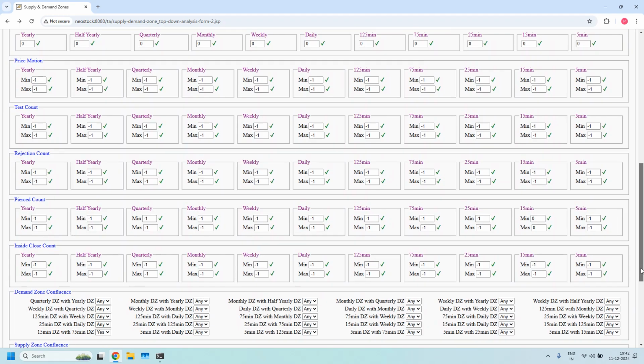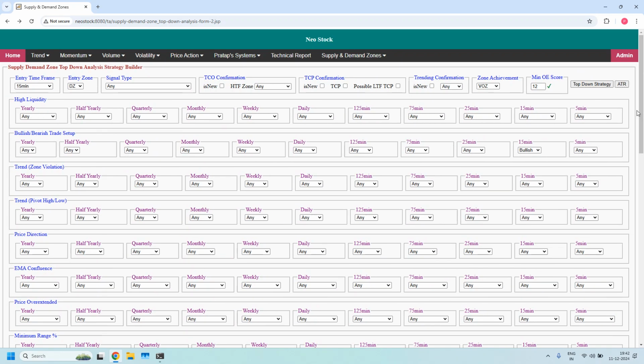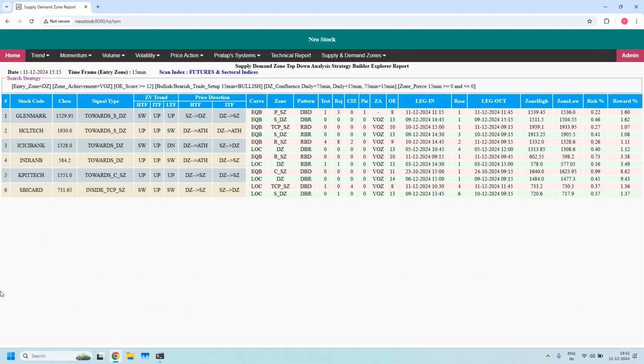First filter is already enabled. That is 15 minutes with 75 minutes confluence. Next, 15 minutes demand zone with daily demand zone confluence. And 75 minutes demand zone with daily demand zone confluence. With all the 3 filters, LTF, ITF, HTF demand zone confluence, we got 6 stocks. In these 6 stocks, the 15 minutes entry zone is part of the 75 minutes zone. Both together again part of the daily zone.